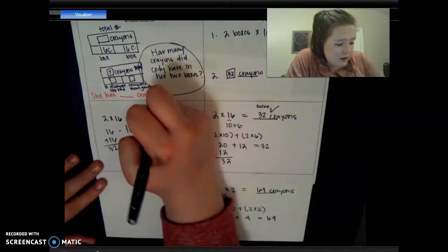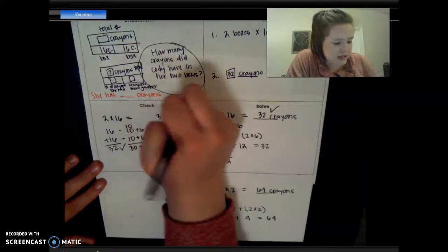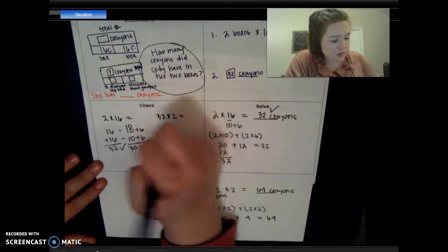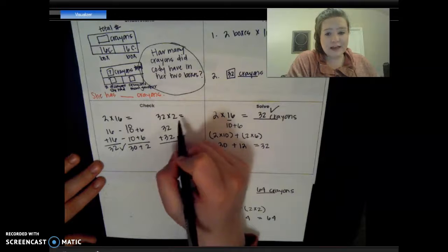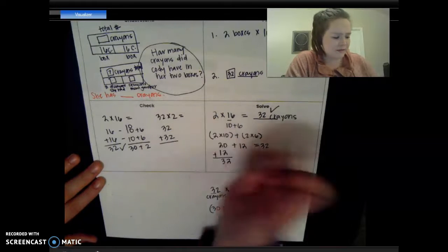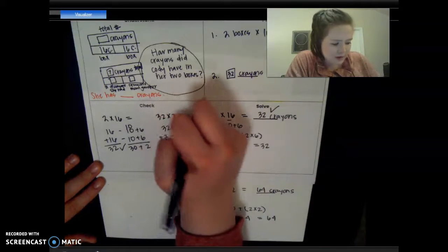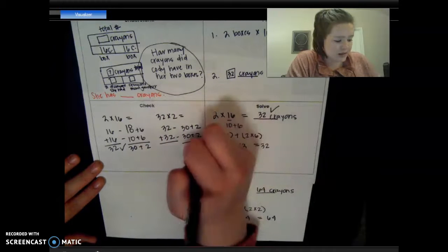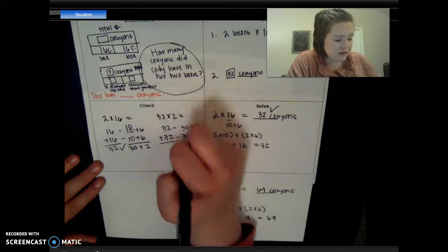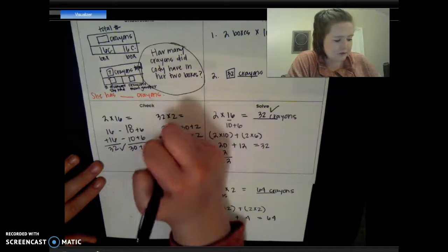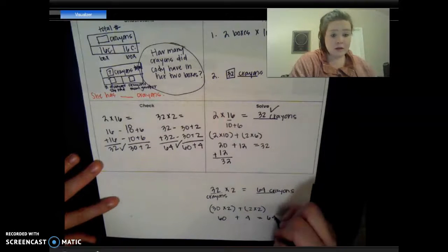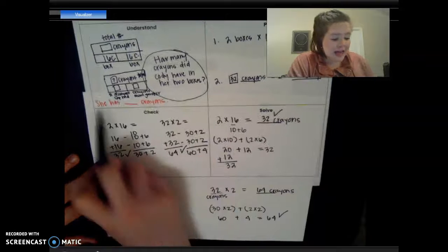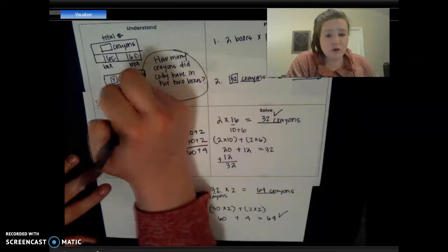Now I did 32 times 2, which equals 32 plus 32, because 32 times 2 is the same thing as adding 32 2 times. All right? 30 plus 2, 30 plus 2. 2 plus 2 is 4. 30 plus 30 is 60, which equals 64. And that is what we got when we multiplied, all right? So she has 64 crayons, okay?